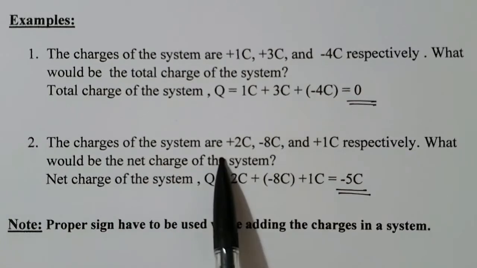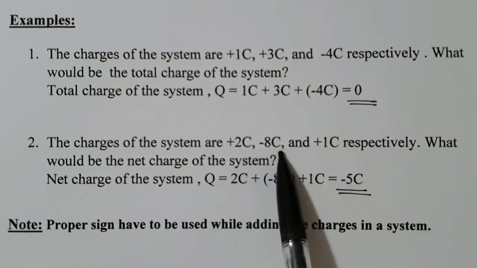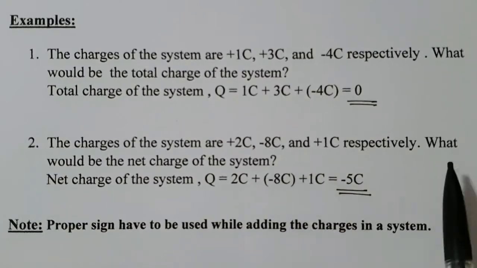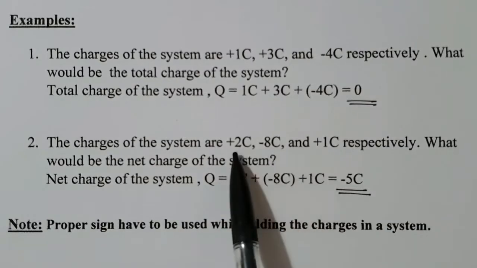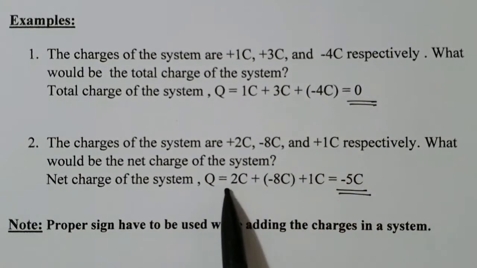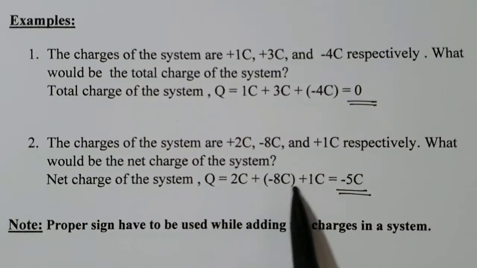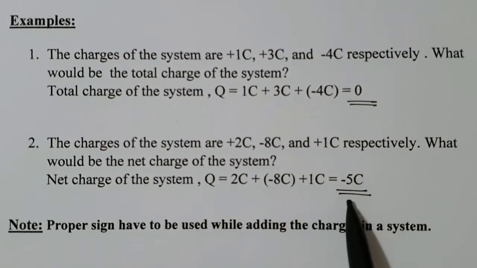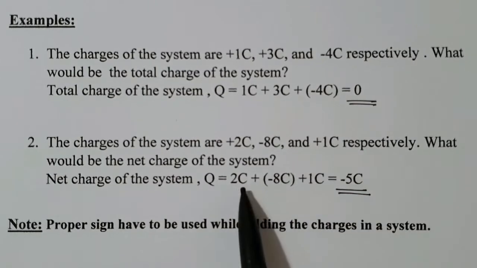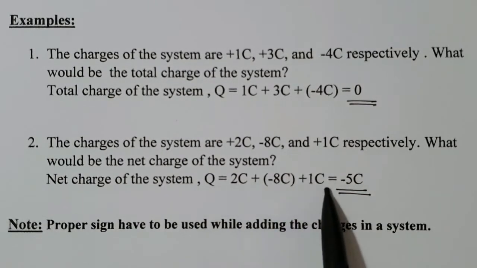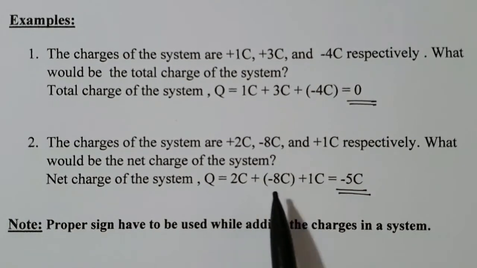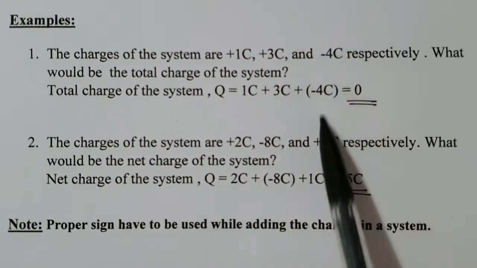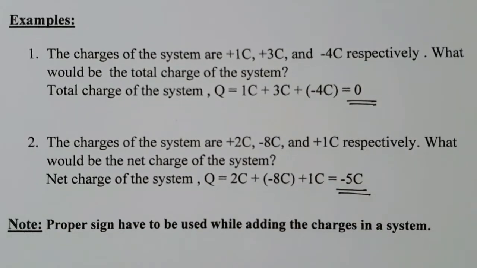Now consider another system that contains charges plus 2 coulomb, minus 8 coulomb and plus 1 coulomb respectively. What would be the net charge of the system? Similarly, the net charge is the algebraic sum of these three charges. So Q is equal to 2 coulomb plus minus 8 coulomb plus 1 coulomb, which is equal to minus 5 coulomb. Note here that proper signs have to be used while adding the charges in a system. That is why we say it is the algebraic sum of charges. So we have to consider the positive and negative signs of the charges. This is the additive nature of charges, and charge is a scalar quantity.